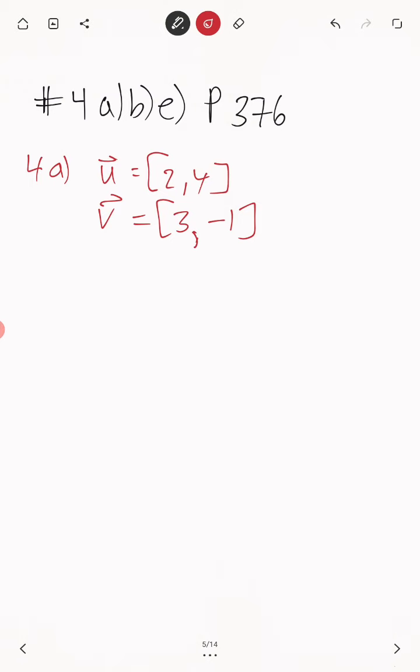We don't know what angle is between them at this point because they're given as component vectors. Let's go ahead and find the dot product and see if that gives us any information about the angle between the two vectors. So we need to do the first component of u times the first component of v, which would be 2 times 3, plus the second component of u times the second component of v, which is 4 times negative 1. So that's 6 minus 4, which is positive 2. Note again that the answer is a scalar quantity.